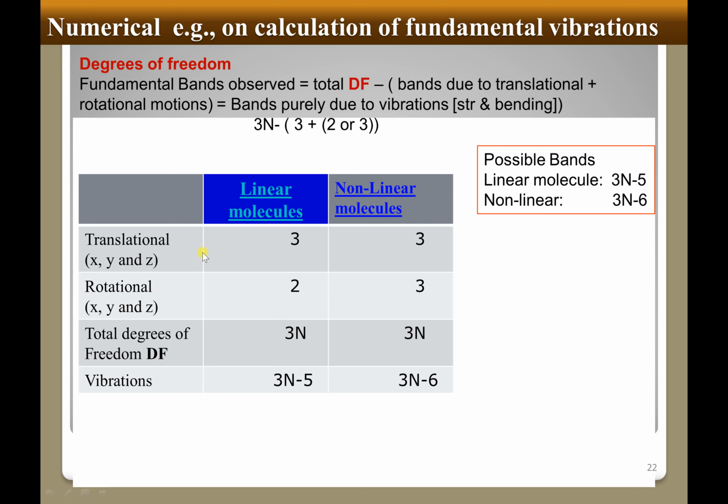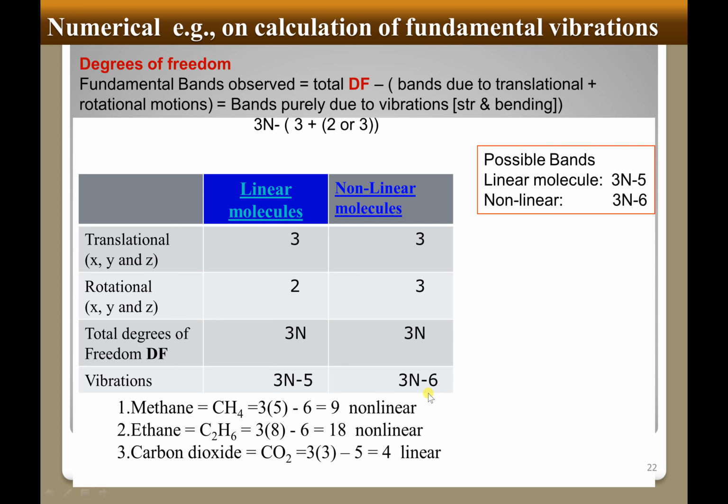So translational, in linear molecules you have 3, in non-linear molecules you have 3. Rotational, in linear you have 2, in non-linear you have 3. Total degrees of freedom are 3n. So vibrations or bands you will observe for linear are 3n minus 5, and for non-linear you will find 3n minus 6 bands.